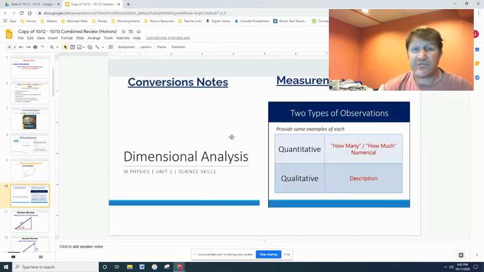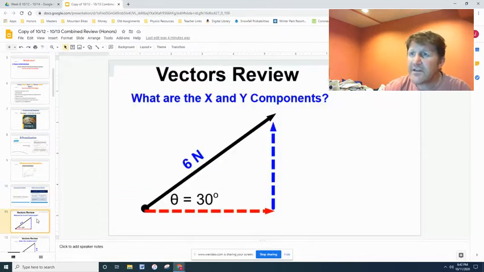Then there's a bunch of resources in these slides as well. Here are the conversion notes and measurements notes that we did early on, so you have access to those. And then again, the vector review. If I wanted to know what the x component was, this red vector right here, it would be 6 newtons times the cosine of theta. And if I wanted to know this blue line, I would do 6 newtons times the sine of theta.